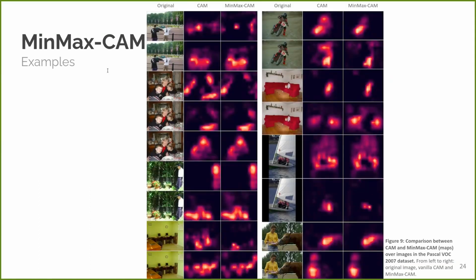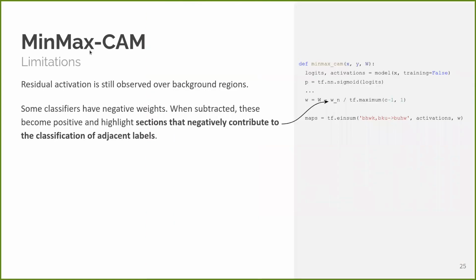A few more examples, this time illustrated through their activation masks. You can see that it's doing what it's supposed to. The map for the car is avoiding the pedestrians, and the map for the people is avoiding the table, and so on. But the problem of the residual activation in the background is still present and even more prominent in some instances. And the reason why that happens is because some of these classifiers have negative weights.